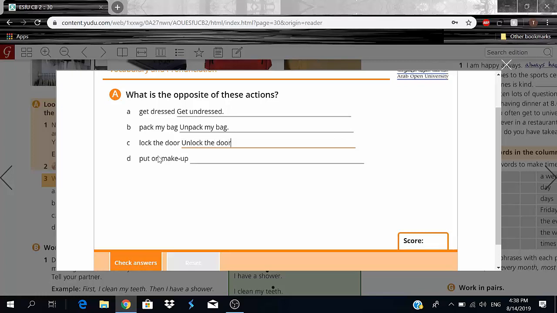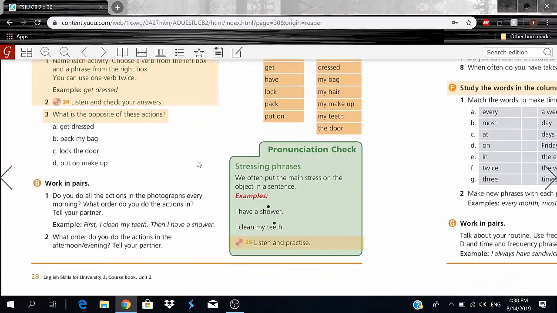the door. Okay? So lock the door. Opposite of that will be unlock the door. Put on makeup. What are we going to say? That's correct. We're going to say take off makeup. Okay? So get dressed, get undressed, pack my bag, unpack my bag, lock the door, unlock the door, put on makeup, and take off makeup. Alright? Now let's move on.